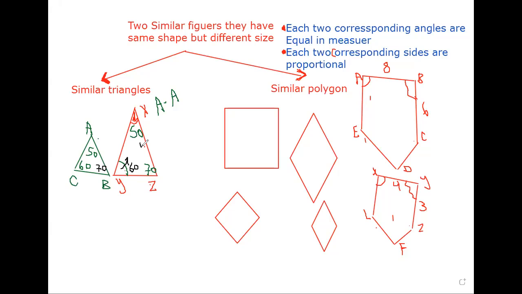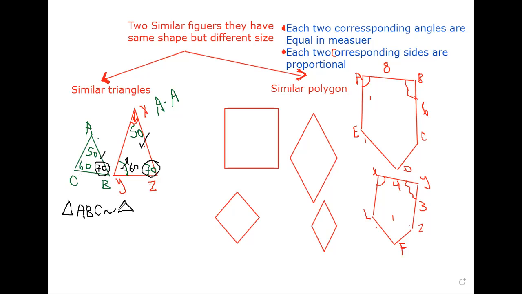That the angles are similar. Angle A has the same measure as angle X, angle Z has the same measure as angle B, and angle Y has the same measure as angle C. So if I want to write the names of the two similar triangles now, triangle ABC will be similar with which triangle? It will be XYZ.